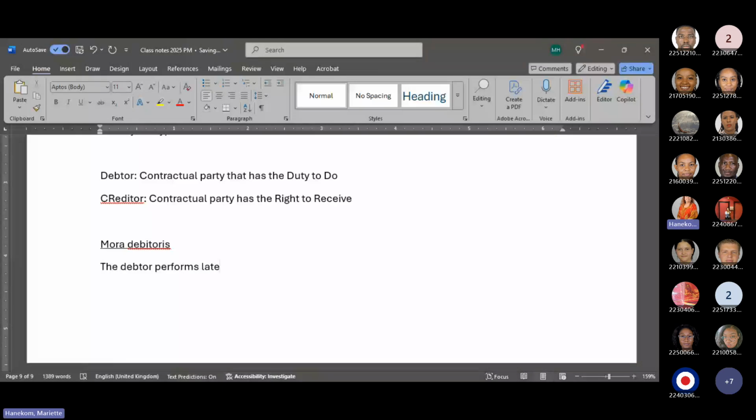So if the contract stipulates that payment must be done, or let's move away from payment. Contract stipulates that delivery must be done on Friday. And by Saturday, Daniel has not yet delivered. There is breach of contract. He has done something that he's not supposed to do. He hasn't acted in terms of the agreement. Type of breach will be mora debitoris. He did not perform, he did not do his duty in time.